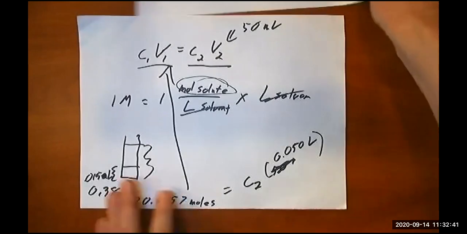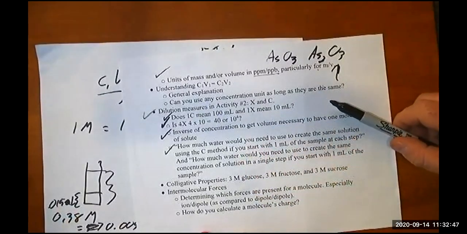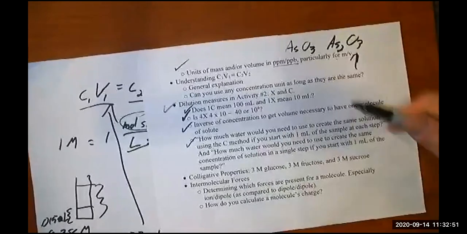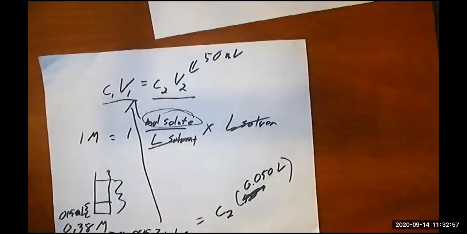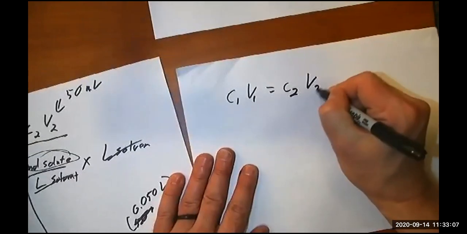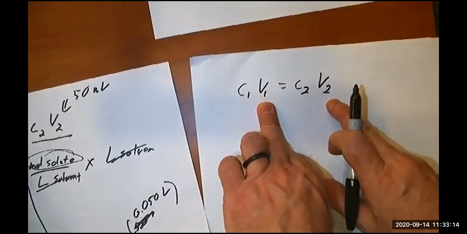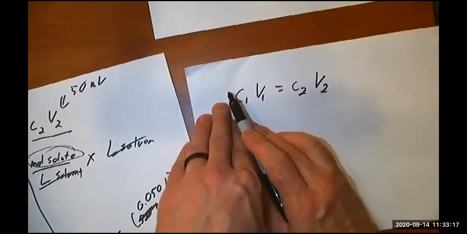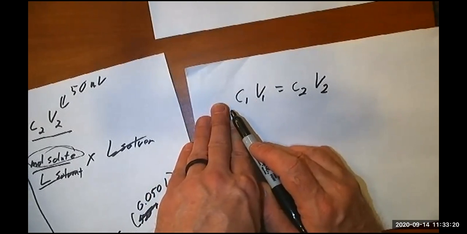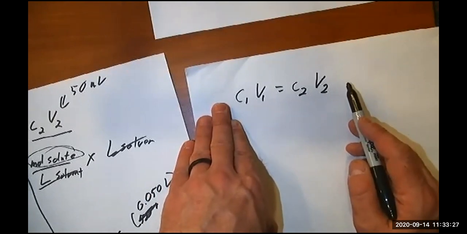Now, the question then becomes, can you use any concentration units as long as they are the same? And I'm going to extend that and say, can you use any volume units as long as they are the same? The answer is yes in both cases. Why? Because if we have C1V1 equals C2V2, and our concentrations in molarity, but our volumes in milliliters, right? Then that means on this side we need a conversion factor that goes from milliliters to liters. But then we need that same conversion factor on the right-hand side to go from milliliters to liters. And so those conversion factors are just going to cancel out.